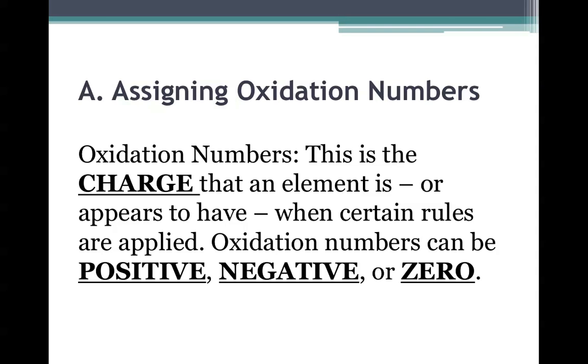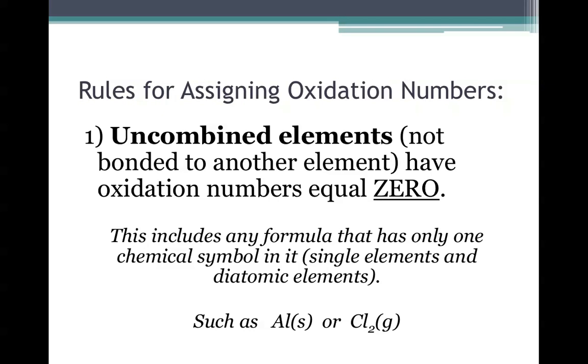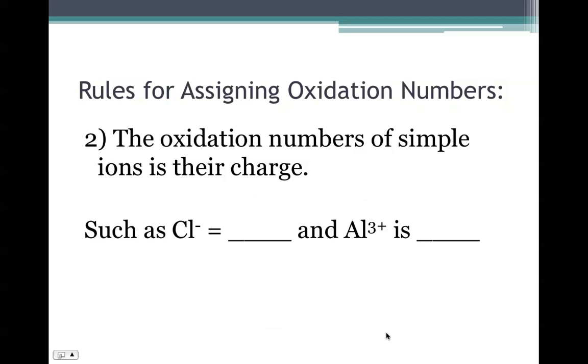So oxidation numbers: this is the charge that an element is or appears to have when certain rules are applied that we're going to go through. Oxidation numbers can be positive, negative, or zero. The first rule is any uncombined elements, meaning they're not bonded to any other element, will have an oxidation number of 0. Examples would be solid aluminum by itself, or chlorine gas by itself. These are not combined with any other element. So this rule falls under single elements or diatomic elements. You're going to assign them a charge of 0.